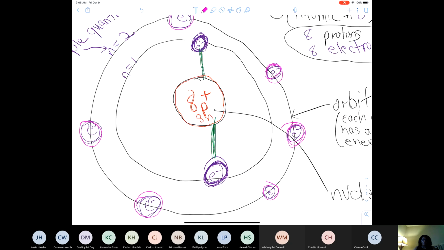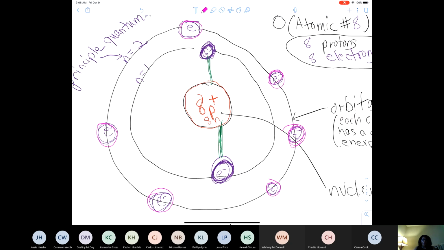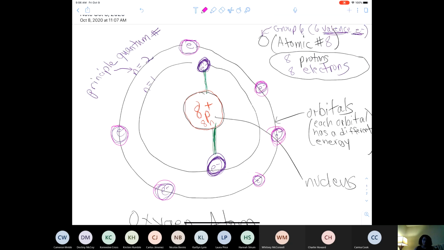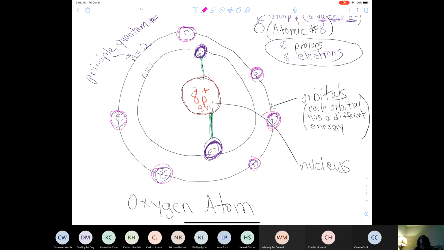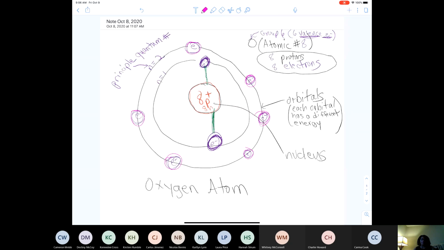So the outer electrons are further away from those positively charged protons, so they don't feel the attraction as much as the inner electrons. So because these outer electrons don't feel the positive charge of the nucleus as much as the inner electrons do, these inner electrons do what is called effectively shielding the outer electrons from the positive charge pull of the nucleus. So that gives the outer electrons higher energy than the inner electrons.